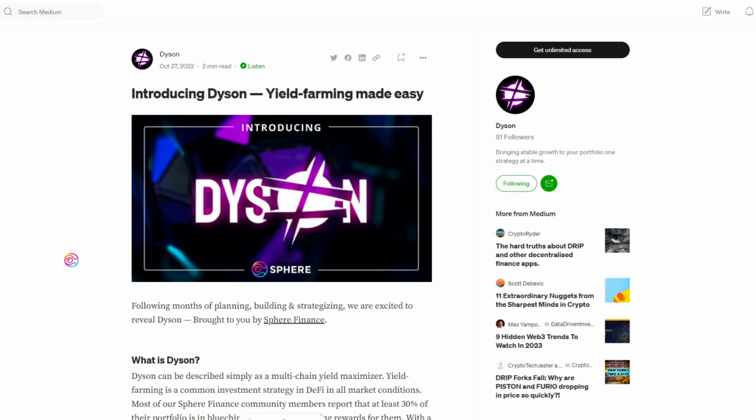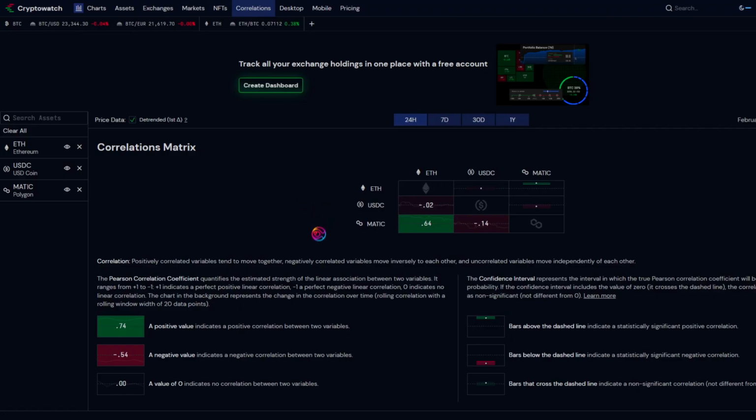When becoming a liquidity provider, as with Dyson's vaults for Uniswap V3, users must take asset correlation into consideration. I covered this briefly in one of my previous videos, but it is important to understand and easy to explore.